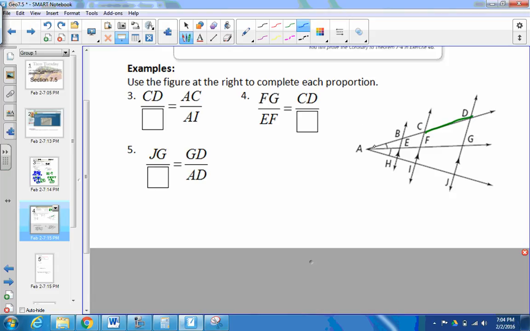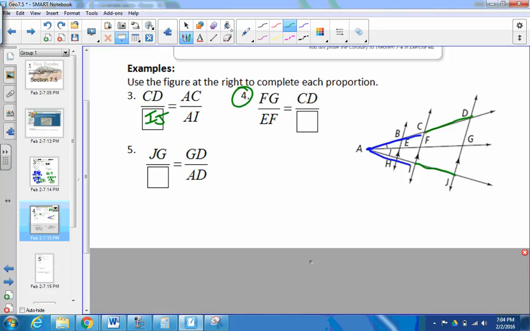So we have AC is to AI. So I think CD is going to have to be IJ. Alright, I'd like to do number 4.